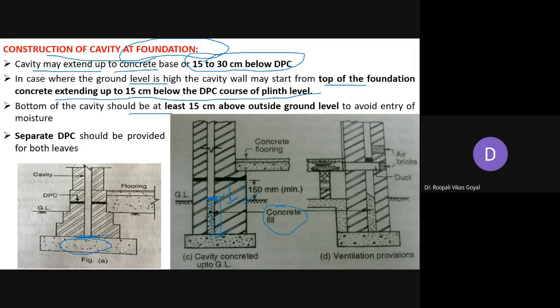And the bottom of the cavity should be at least 15 centimeter above your outside ground level.